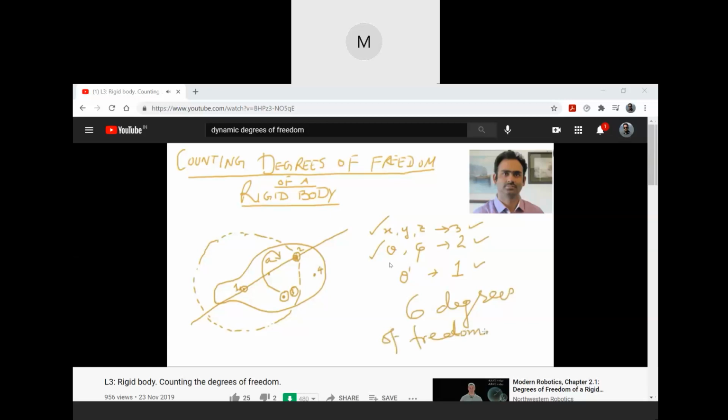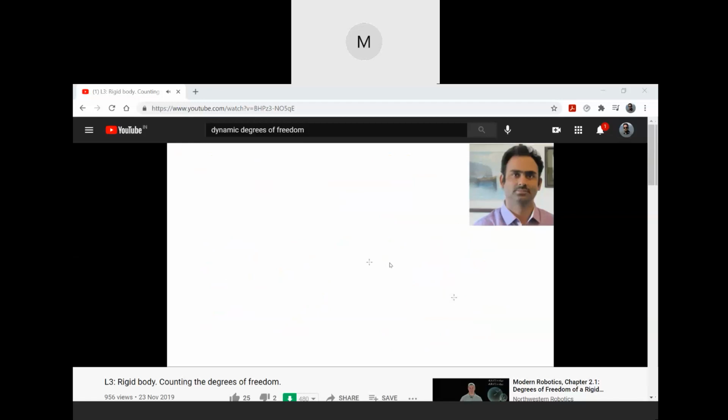Okay, so in general, a rigid body has 6 degrees of freedom. But there may be special cases where the degrees of freedom may be lesser than this.